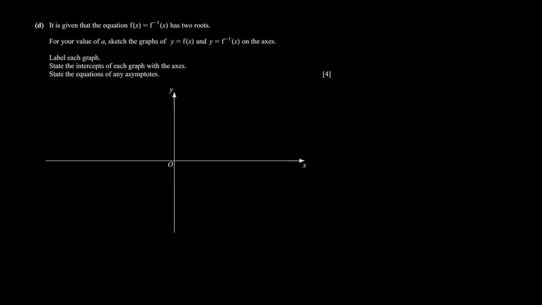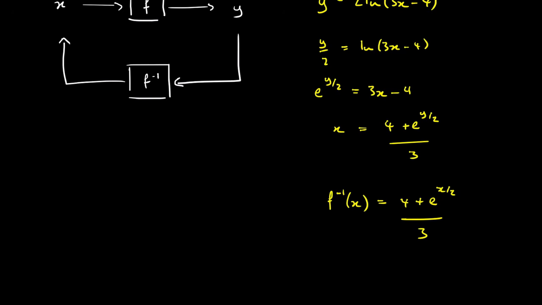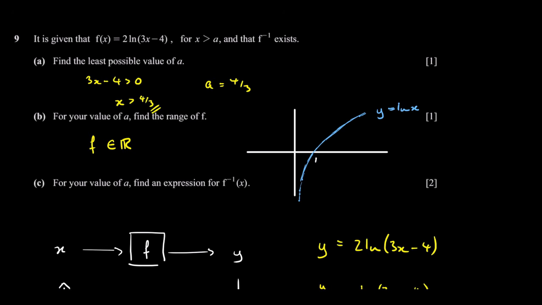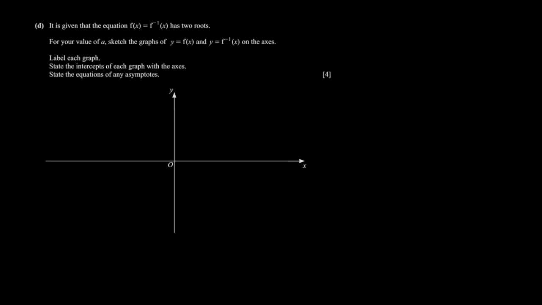Okay, so we already know the asymptote. We know that x must be greater than 4/3, so the asymptote is going to be at 4/3. What's the intercept of our f(x) graph? Well, we can actually find it very simply by setting the argument equal to 1. So we could do 3x − 4 is equal to 1. But let me just try to explain why that is.